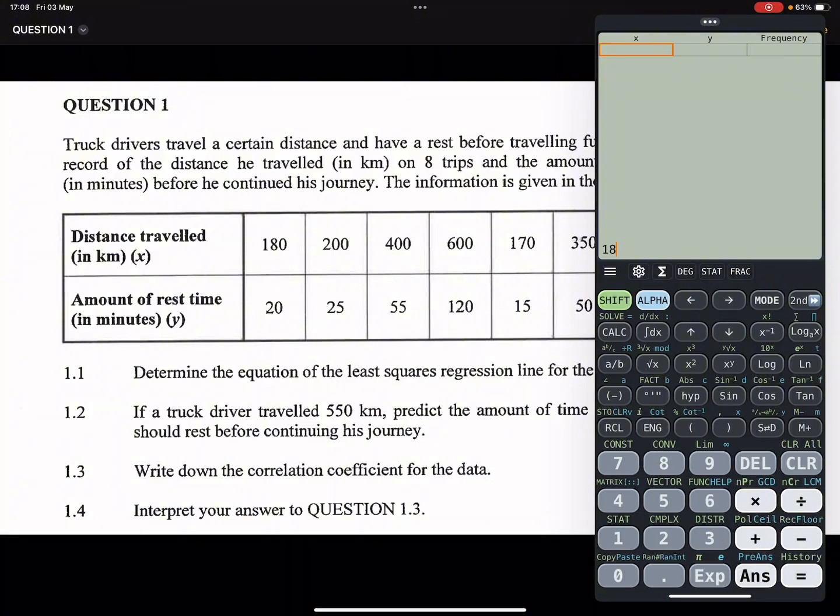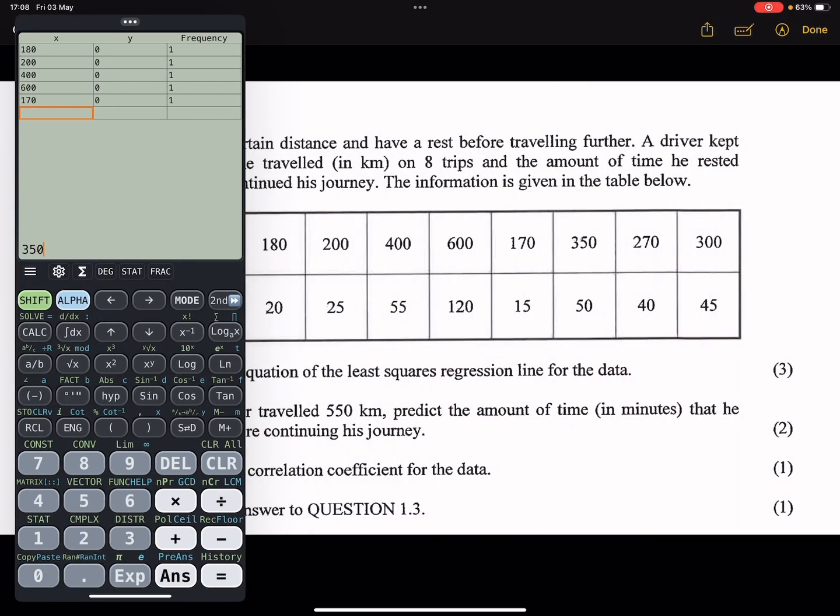So this is going to be 180. That's 200. The next one, that's 400. Please, every time that you insert the data, you press equal to, to insert the next one. So that's 600. That's 170. We shouldn't waste a lot of time here, ladies and gents. Let's do the best that we can. We've got 350, and the next one is 270. The next one is 300. Okay, that's the last one.